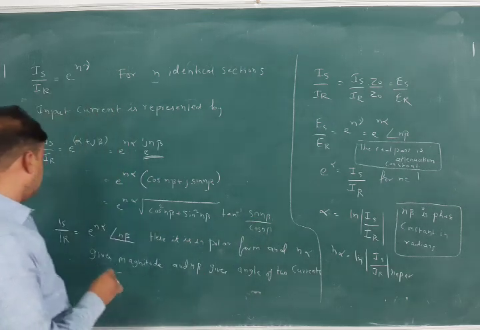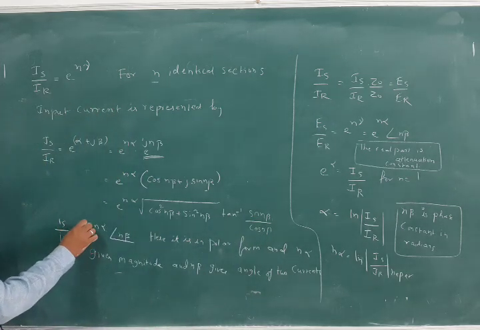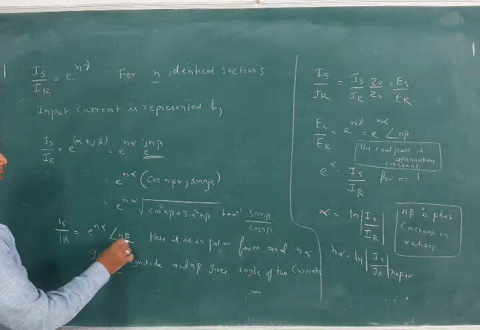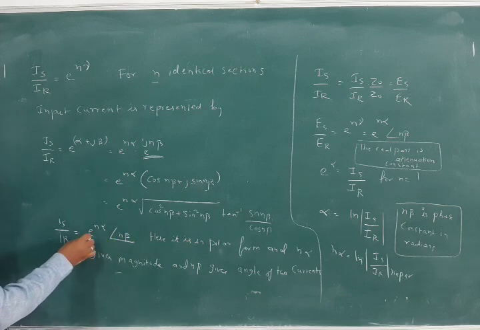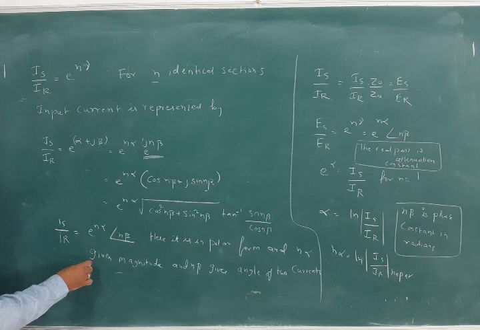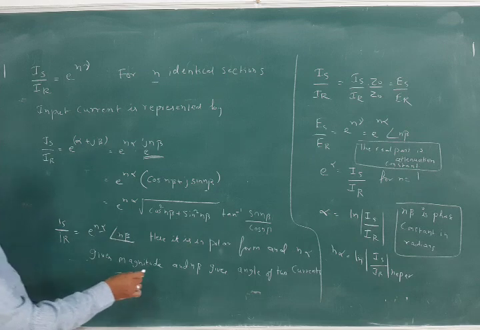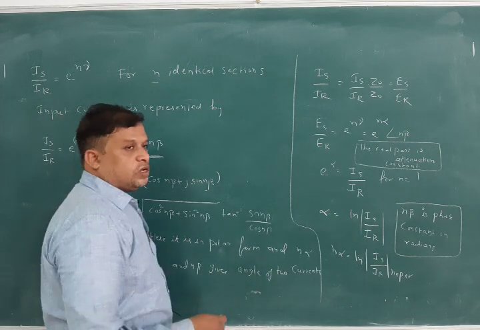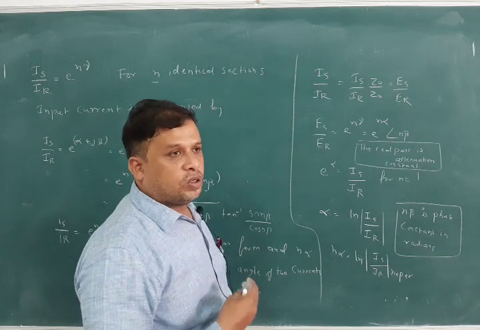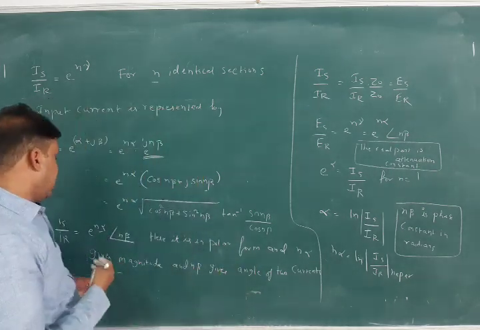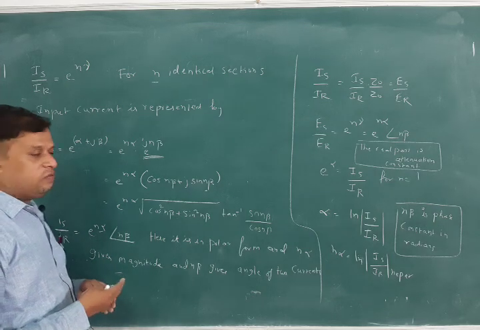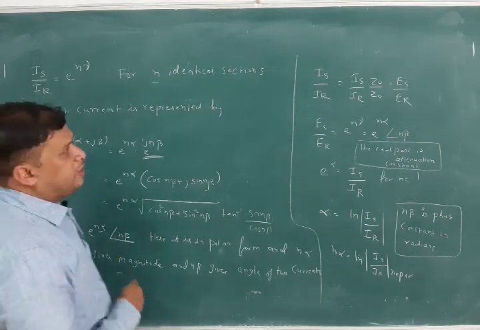So if you got like this, Is by Ir is equals to e power n alpha at the angle n beta, because this is the polar form. We are having the polar form here, and n alpha is given by magnitude and n beta is given by the angle of the two currents. So these are two currents, Is and Ir. These two currents should be in which phase, what is the angle between them, what is the magnitude, and what is the angle will be given by n alpha and n beta here.